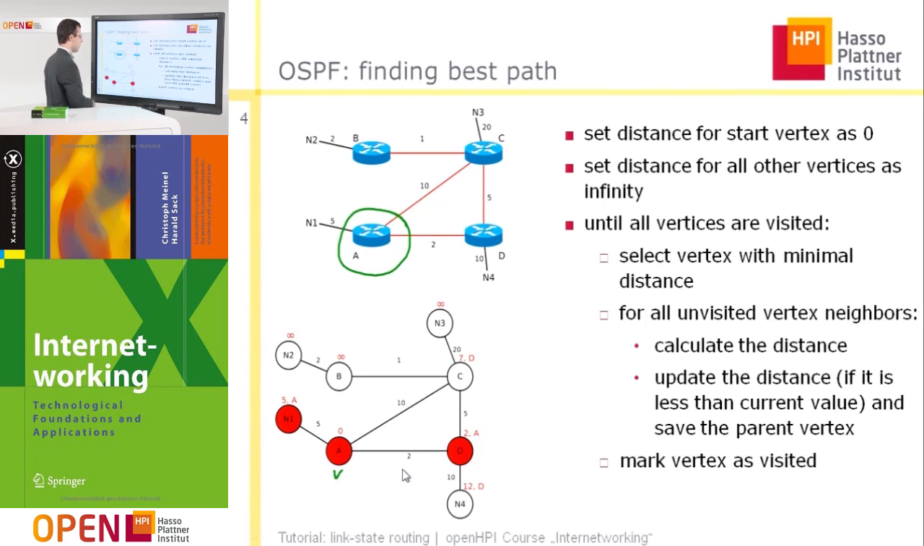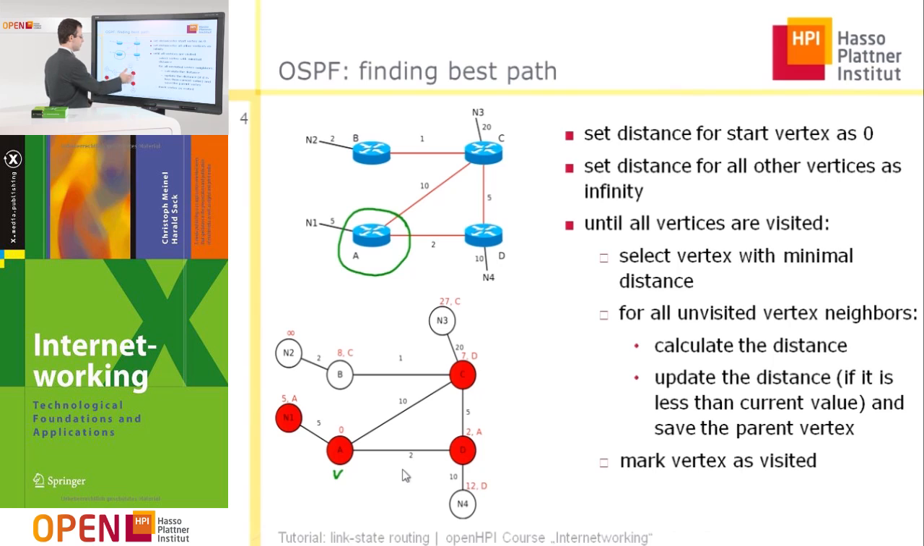and go to the next vertex with minimal distance. This is C, and it has 3 neighbors, B, N3 and D, but D is already visited. So we go through B and N3 and calculate the distance in a similar way. So 7 plus 1 is 8, and we update the distance for the vertex B, and 7 plus 20 is 27, which is less than infinity. And we update the distance for the vertex N3.